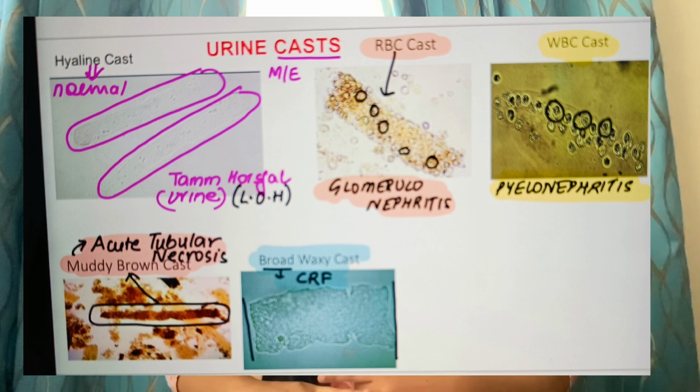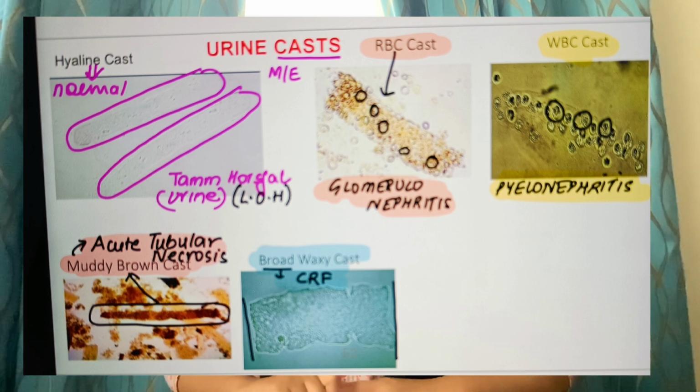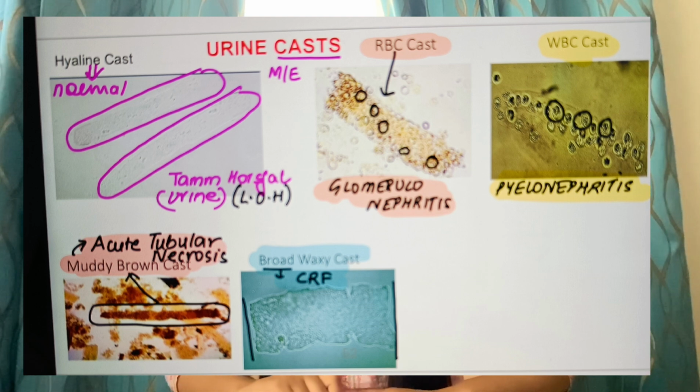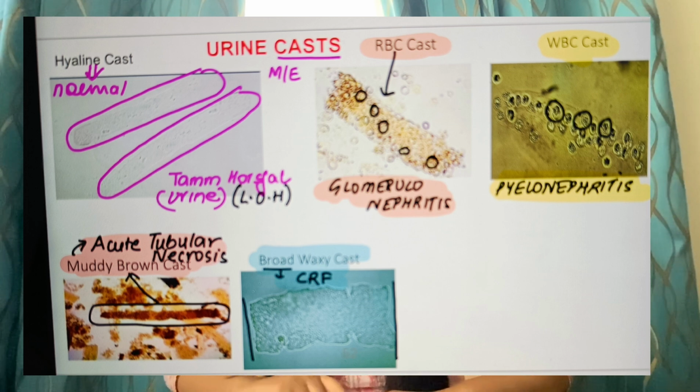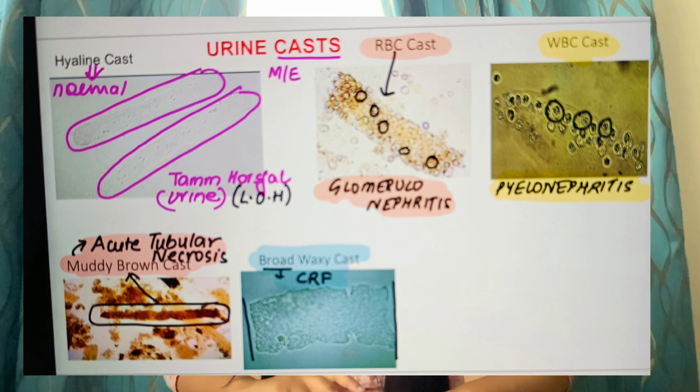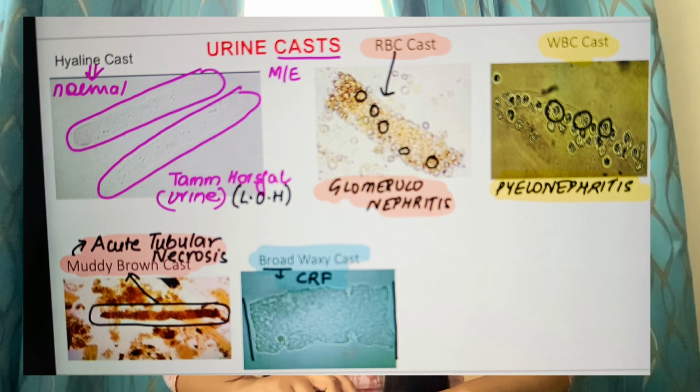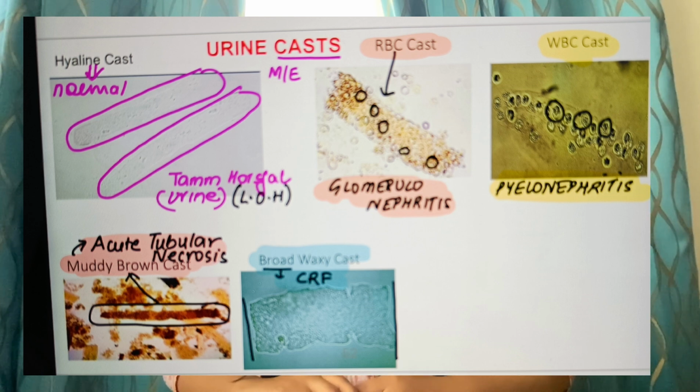And also the other thing is RBC cast for glomerulonephritis, right? And also WBC cast you can see in pyelonephritis, correct? And broad cast you can see in chronic renal failure. Muddy brown cast for ATN, that is your acute tubular necrosis, right? And also now coming to the vasculitis, for large vessel vasculitis there are two T's. You should remember large vessel vasculitis, there are two T's, that is temporal arteritis and Takayasu arteritis.